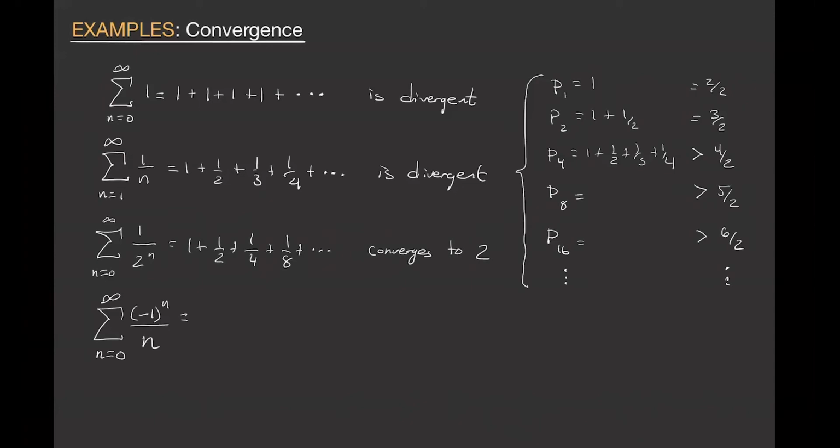Actually, that should be, let's say, n. Let me just make this adjustment. So this looks like what? 1 minus 1/2 plus a third minus a fourth, and so on. So what do you think? Convergent or not with this last series based on what you remember? And if you think it is convergent, why? If you think it's divergent, why?